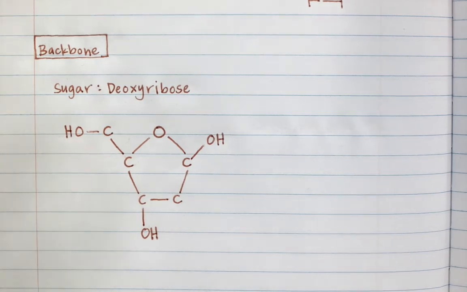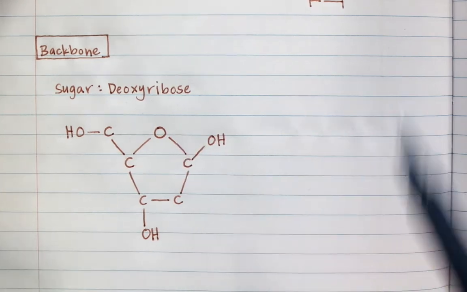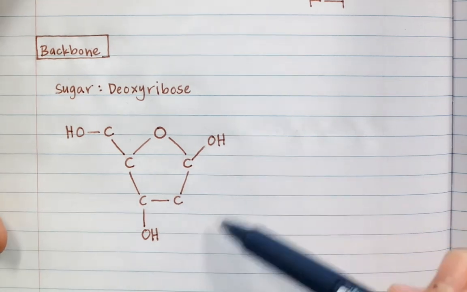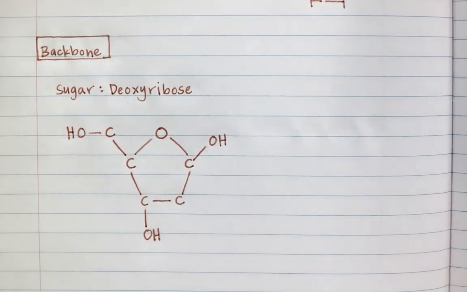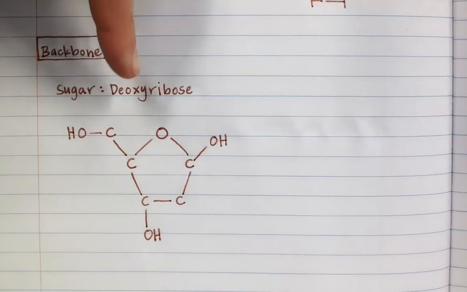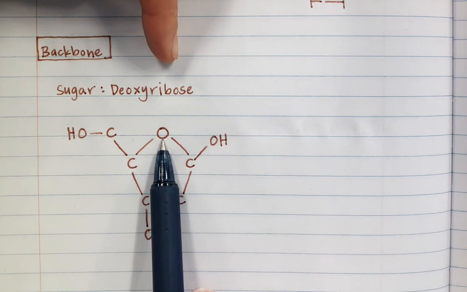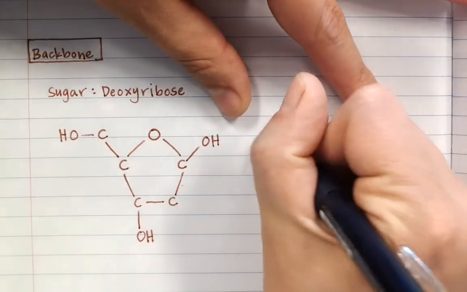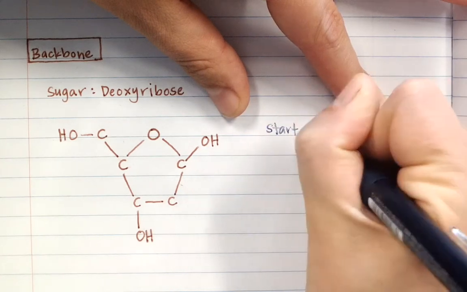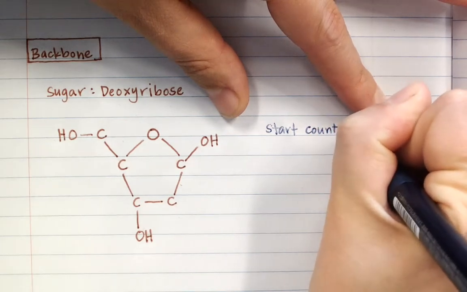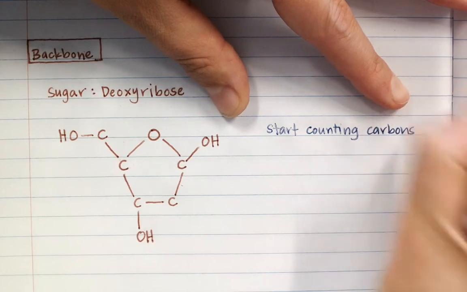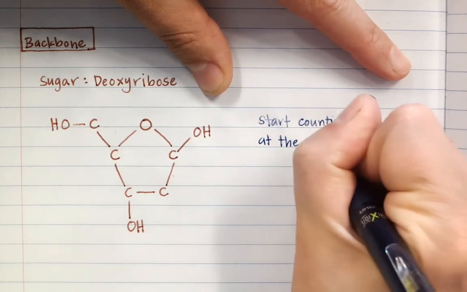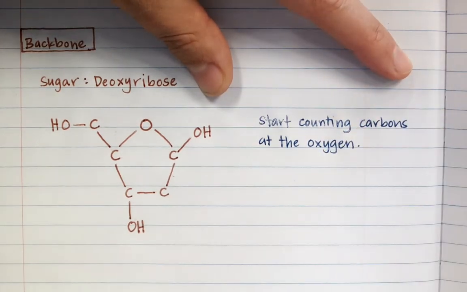All right, all sugars have this ring structure, and it's really important that we're able to talk about which carbon we're talking about at any given time, because they do have different things bonded to them. So I might want to say, oh, the second carbon, and I'm going to want you to know which carbon that is. So whenever we count carbons, we start at the oxygen and we move around the ring in a clockwise direction. So I'm going to write this as a note for us. Start counting carbons at the oxygen. And then I'm going to say count clockwise.